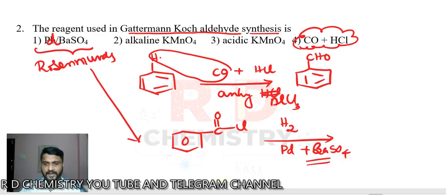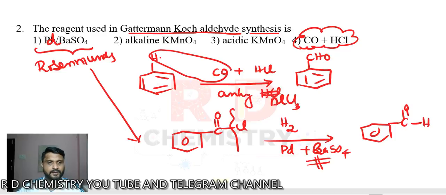So we are preventing that further reduction using the barium sulfate. We remove this Cl in the form of HCl. So finally we are going to get the aldehyde. So hydrogen is introduced. This is the Rosenmund reduction. And for this question, the answer is option number 4.